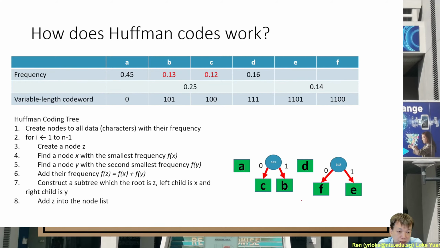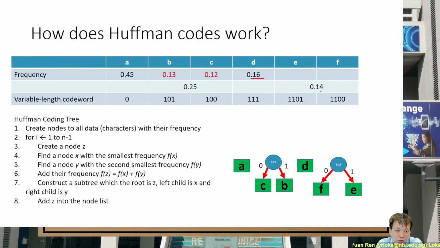So you carry on. Quickly going through, you carry on doing this. B and C have 13 and 12, so they're the next smallest. Now it's 45, 13, 12, 16, and 14. So the smallest one is 12, and you can ignore this one already. You're trying to build, among these, 12 and 13, these 2 characters, another new subtree. So the next set is 45, 25, 16, and 14.